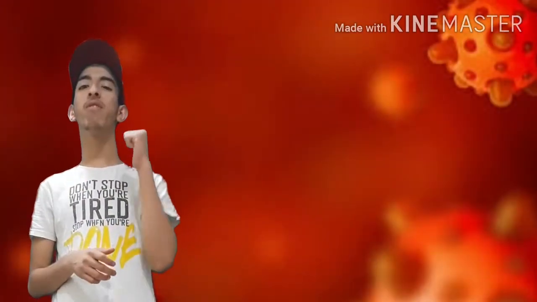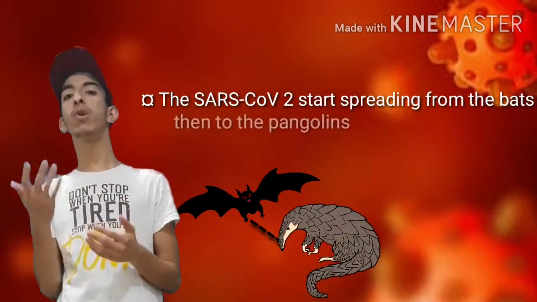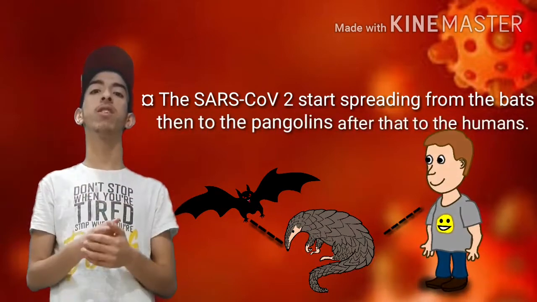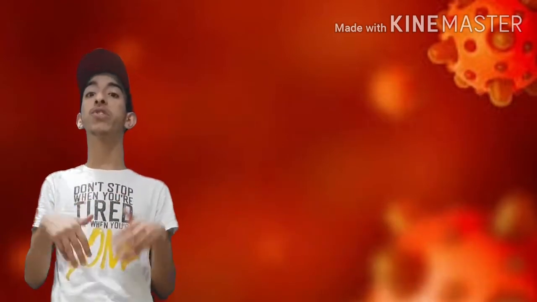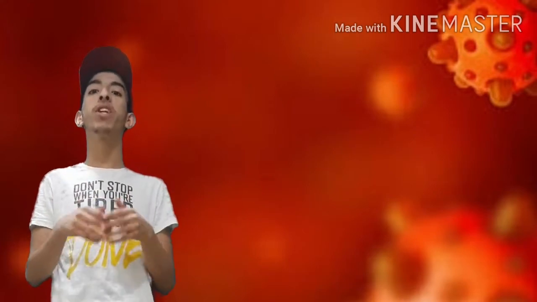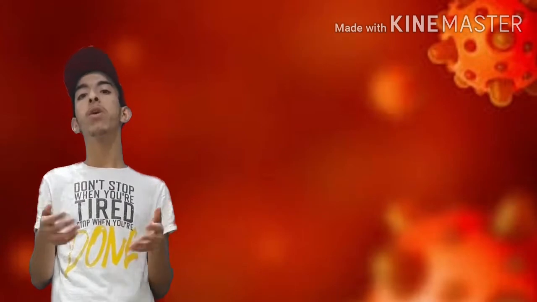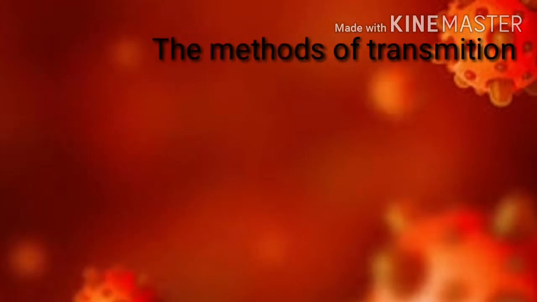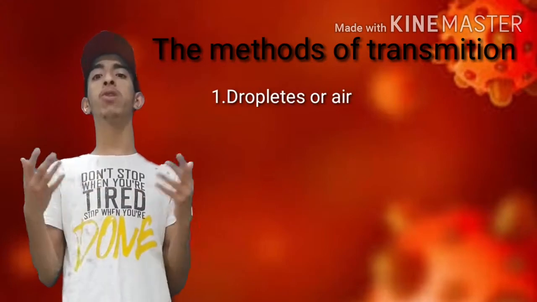Like we said in the previous video, the SARS coronavirus 2 started spreading from bats, then to pangolins, after that to humans. After it infected 1, 2, or 3 persons, it starts spreading from them to many other persons by different methods known as the methods of transmission. The first one: droplets or aerosols.